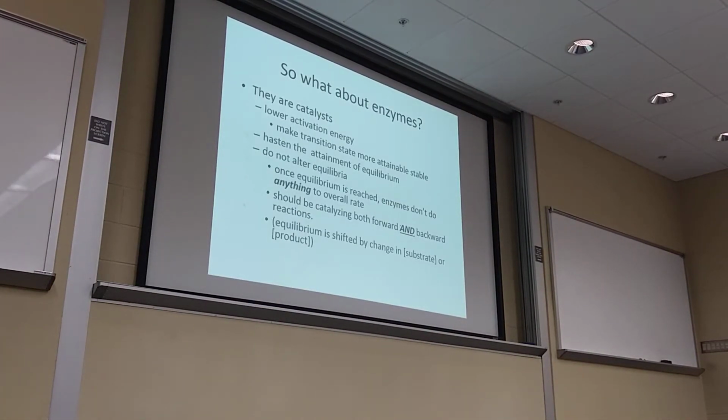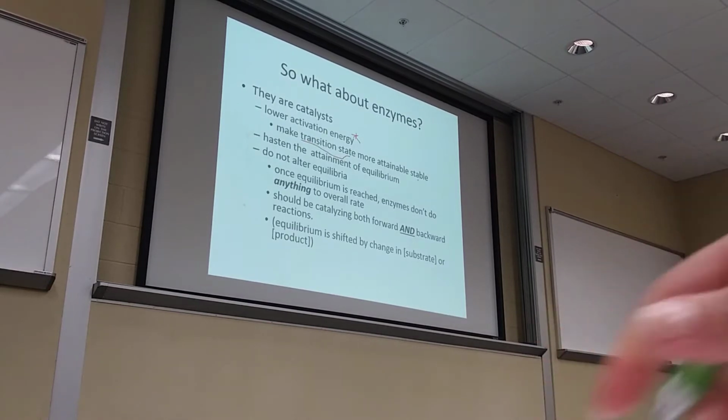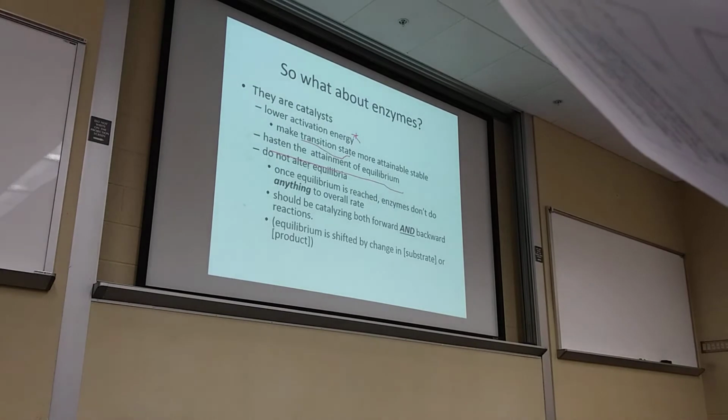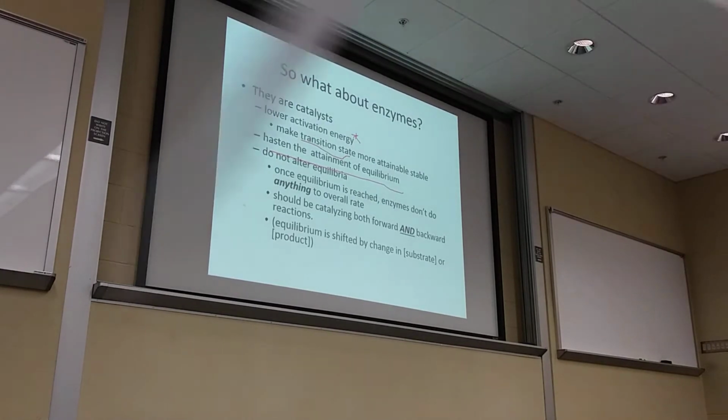Anyhow, what catalysts are, and this is something I really want you to remember, they lower the activation energy. I put an asterisk by that, because what they really do is provide the activation energy by making the transition state more easily attained, all right? Making it more stable. They hasten the attainment of equilibrium, but they do not alter the equilibrium. They are not used up, but they are used. They are reacting and changing, at least conformationally, in some cases quite substantially.